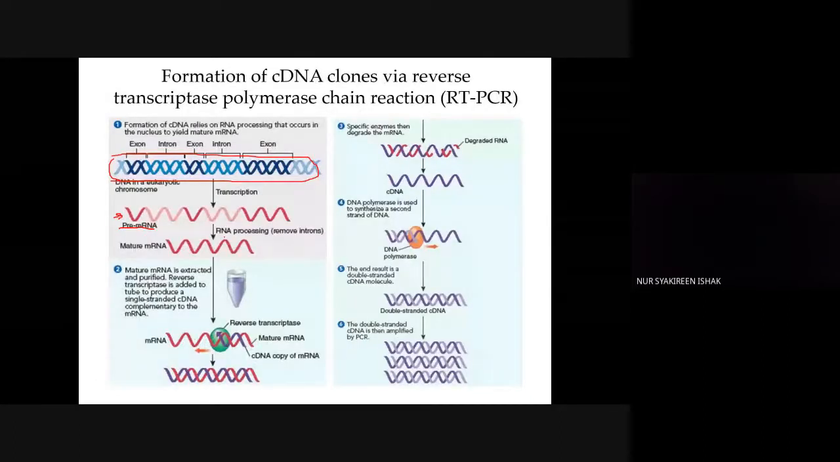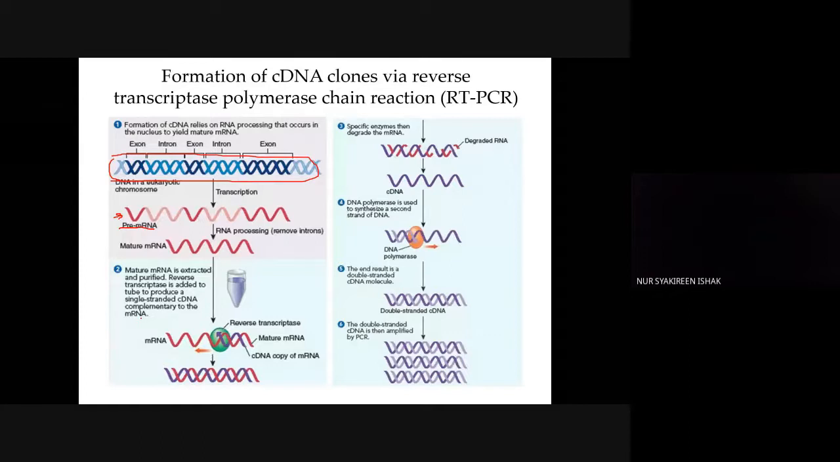So this pre-mRNA, because it has the intron, has to undergo RNA processing first to remove the intron and produce the mature mRNA that has only the coding sequence, only the exon. So now you have the mature mRNA. Mature mRNA is extracted and purified. Reverse transcriptase is added to the tube to produce a single-stranded cDNA complementary to the mRNA.